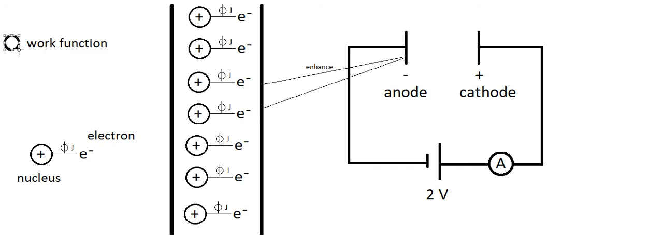So phi, I'll do my paint version of it, is the work function. And the work function is the energy that this electron is connected to the nucleus of that atom with. Really, if this bit here is the surface of the anode, then it's the energy that the electron is bound to the surface of the anode with, phi number of joules. And phi can be a different number depending on what that metal is. Usually these are obviously metals.